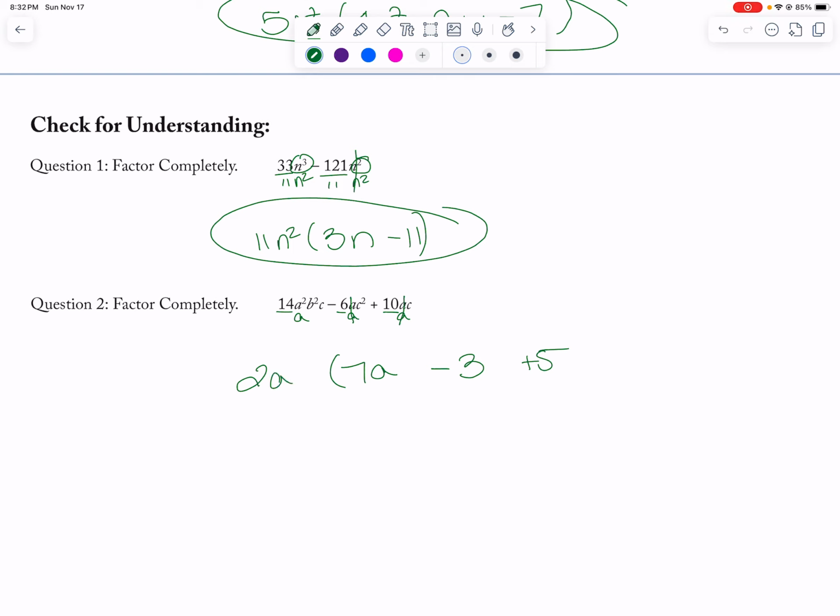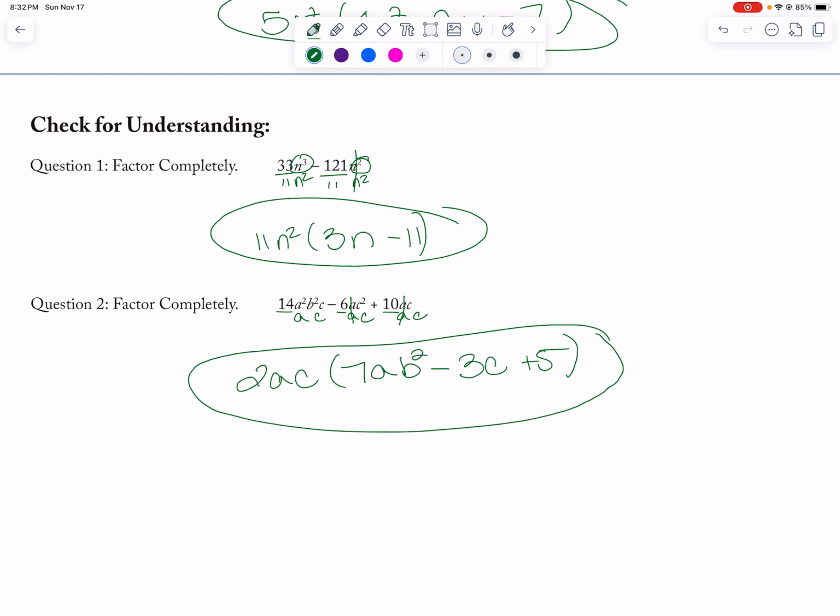And then it looks like they all have a c. So then that leaves me with a c out here. So that leaves me with a b squared. I'm left with 1c and no c's there. Okay. And so that is the answer you should have gotten. And that's it for this lesson.